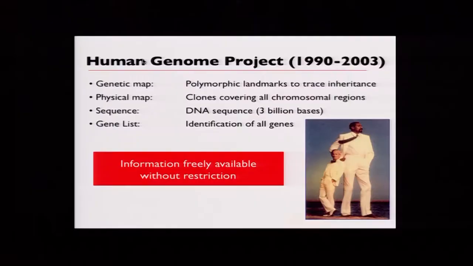To make genetic maps of those spelling differences that you could use to trace inheritance. Physical maps of all the DNA so you wouldn't have to schlep up and down the chromosomes yourself. All the sequence maps so you could just double click on a region and see what was there. Gene lists so you would already know how to parse up where the genes were. And to make sure all the information was totally freely available to everybody without restriction.